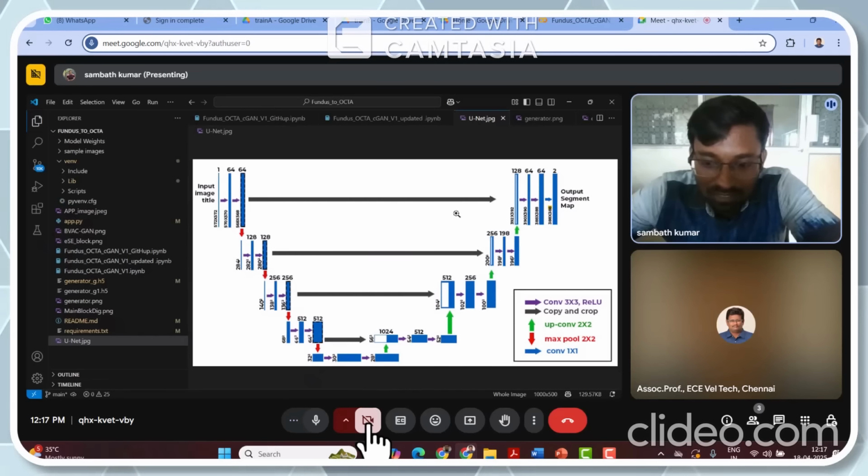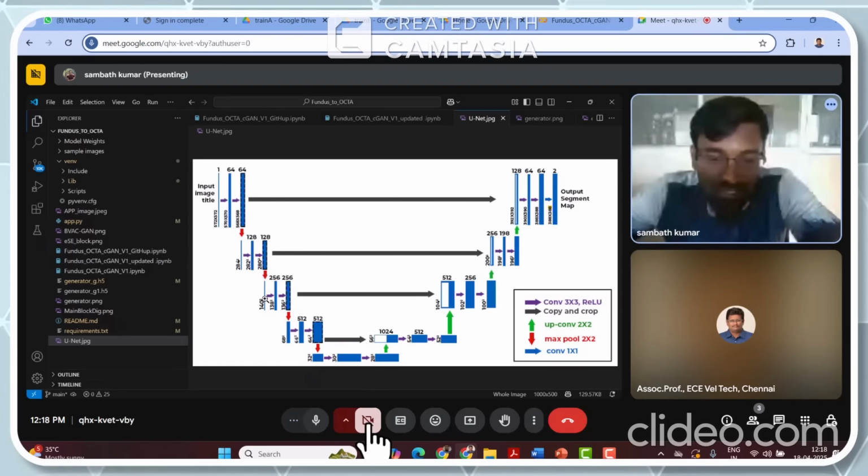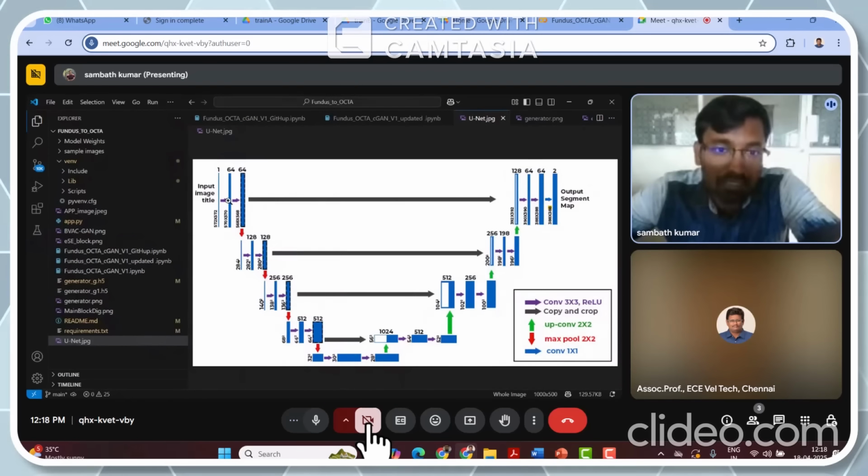Having a generator as well as a discriminator, in the generator part we have chosen U-Net, the baseline U-Net. Here we have modified that U-Net with the help of some customized SE blocks. First I am going to tell you about U-Net. In general, the left hand side is the encoder path and the right hand side is the decoder path. In the encoder path, we reduce the spatial resolution at every stage by using max pooling.